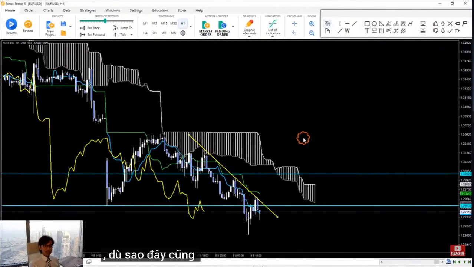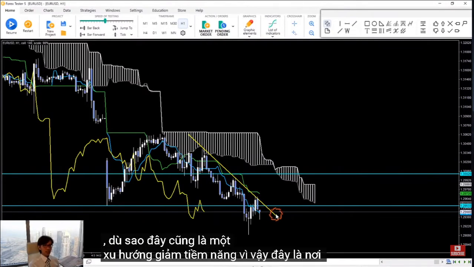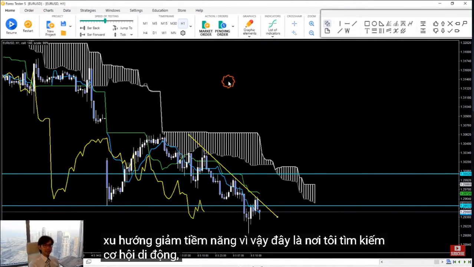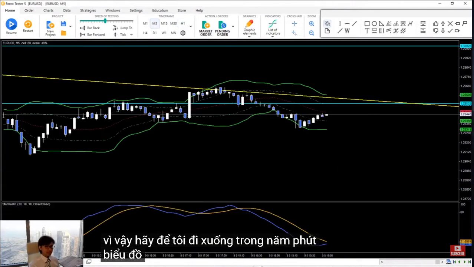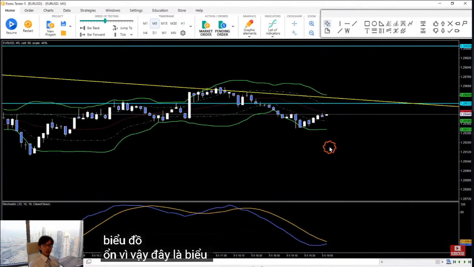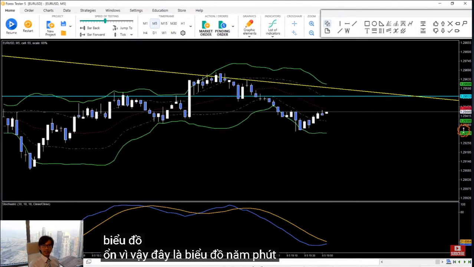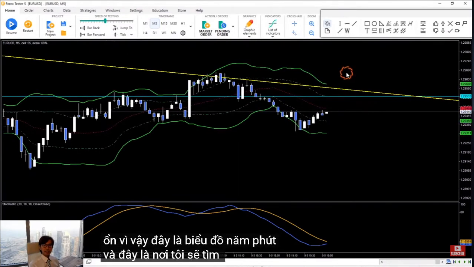So anyways, this is a potential downtrend, so this is where I look for the sell chance. So let me go down to the 5-minute chart. Okay, so here's the 5-minute chart, and this is where I will look for the sell chance.